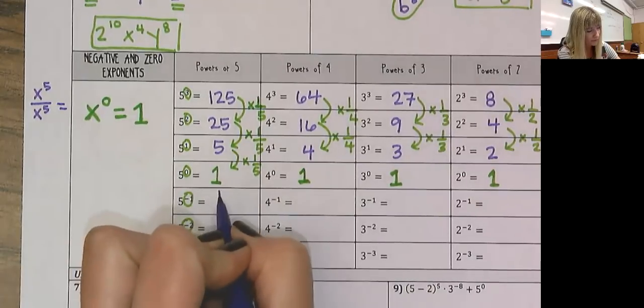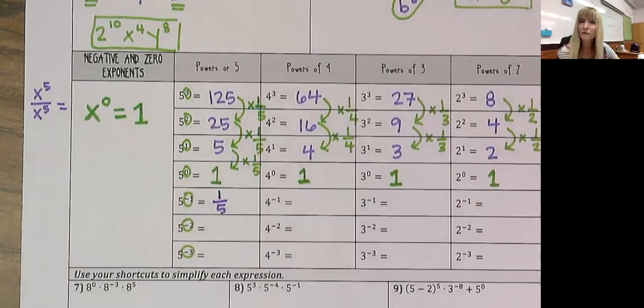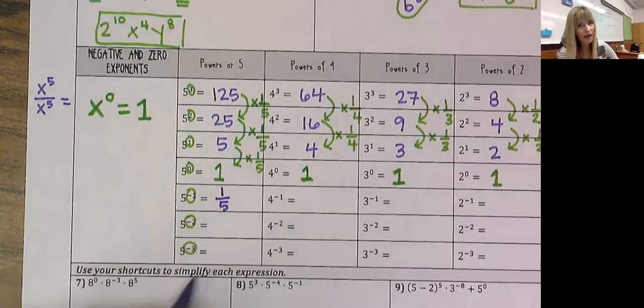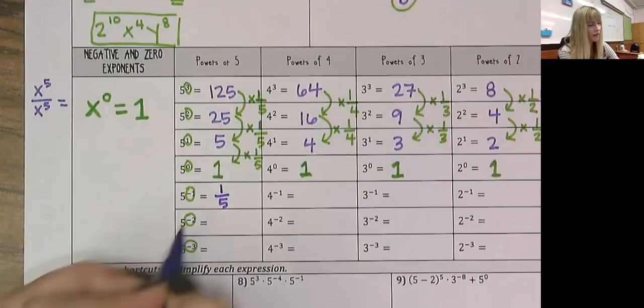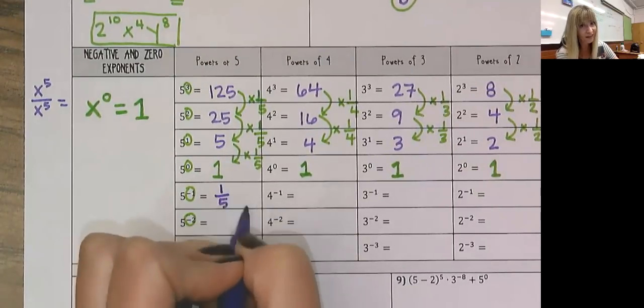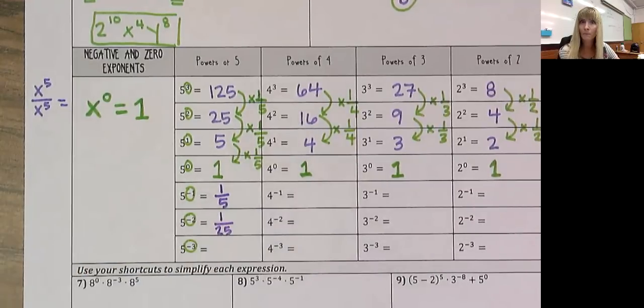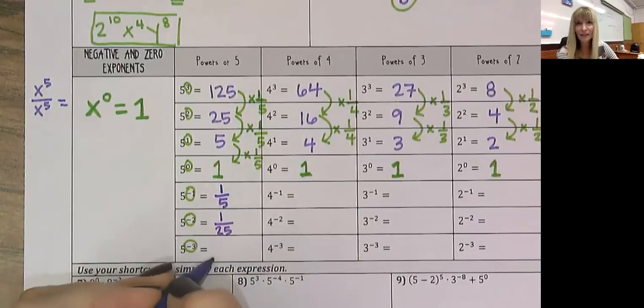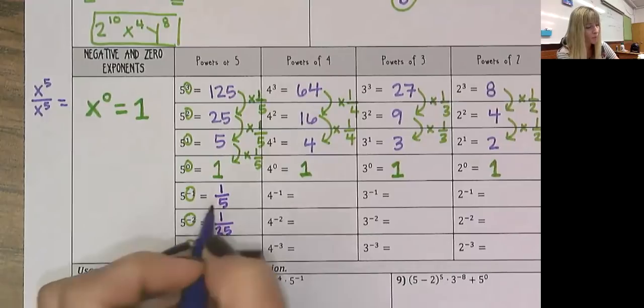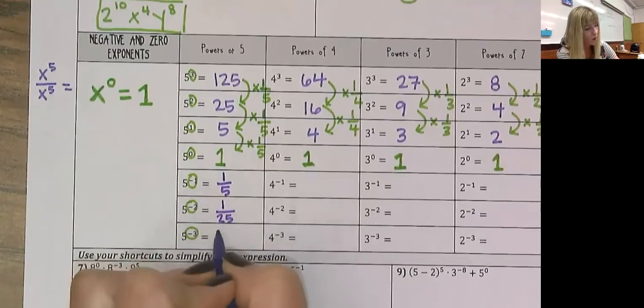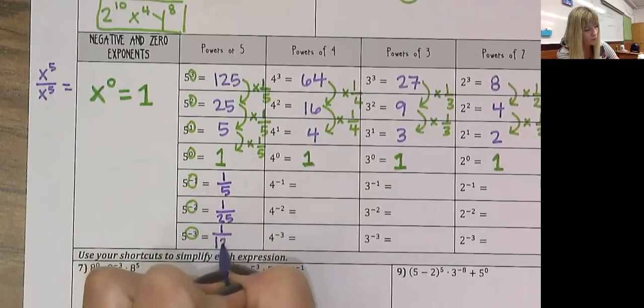Not a negative, but a fraction. 5 to the -1 is 1/5. And if I keep following that pattern, what is 5 to the -2? Well, a fifth of a fifth is 1/25. And if I go down one more exponent, I need to keep taking a fifth. That's the mathematical pattern here. What is a fifth of 1/25? 1/125.